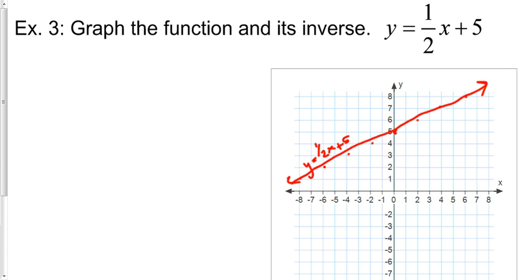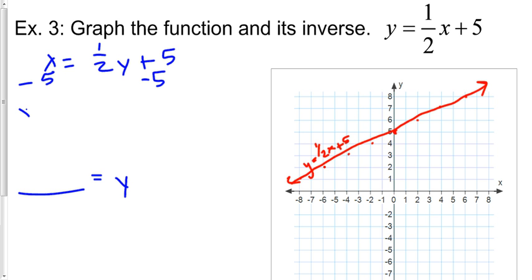Okay, let's find the inverse function now and graph the inverse function, and I'll show you what they look like. So to find the inverse function, I'm going to switch the placement of x and y in the equation. So I'm going to write x equals 1/2 y plus 5. Now, if we resolve this equation for y, get y by itself, we'll have our inverse function. So I'm going to subtract 5 on each side. x minus 5 equals 1/2 y. Then I'm going to multiply each side by 2 to get the y by itself.